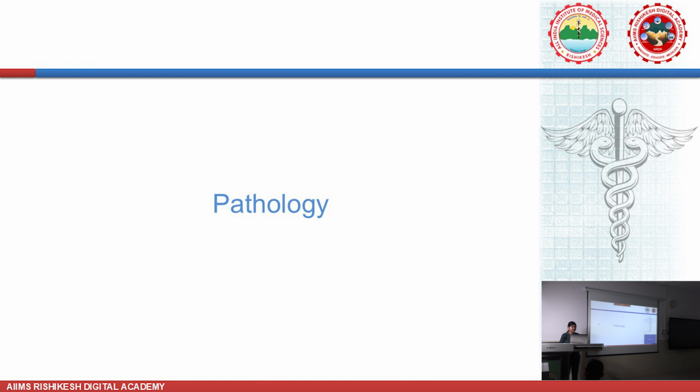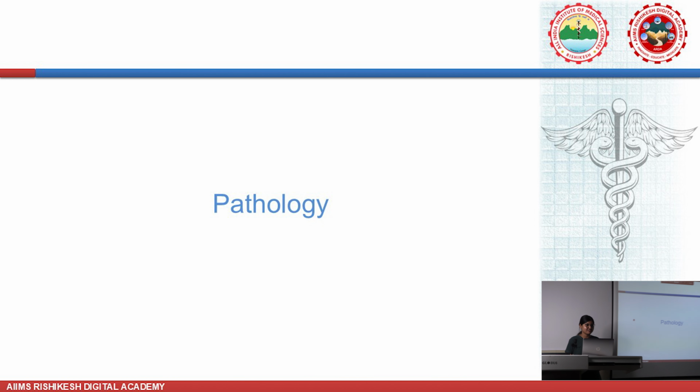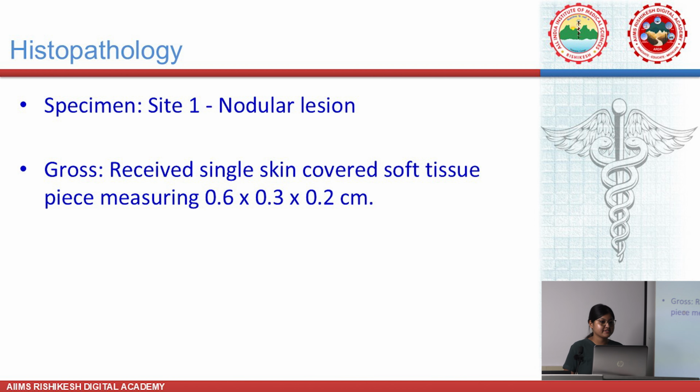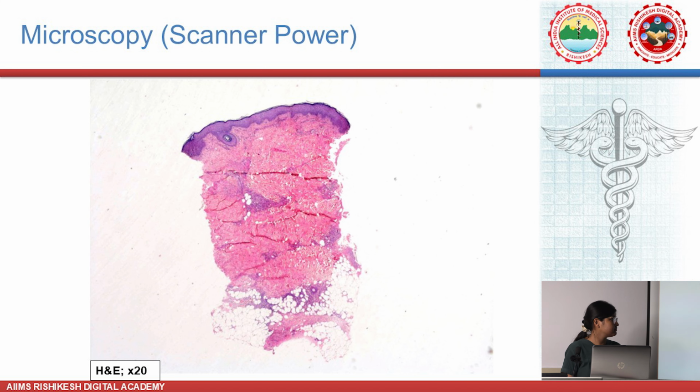Yes, good morning everyone. I'm Dr. Kashmi and I'm going to present the histopathology part of this case. So we received two specimens from the patient. The first was from the nodular lesion, and grossly we received a single skin covered soft tissue piece measuring 0.6 into 0.3 into 0.2 centimeters, and it was embedded. So this second lesion was from which side? From the ulcerated lesion. So you have two biopsies. Can you go back, Ashwin? Yes, sir.